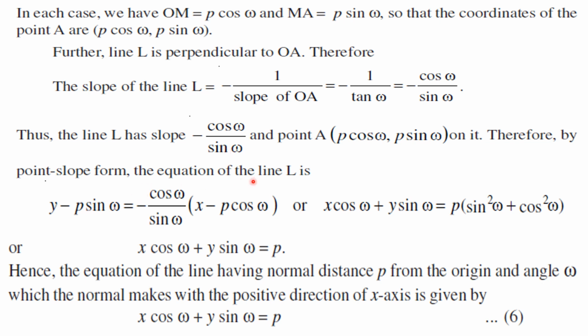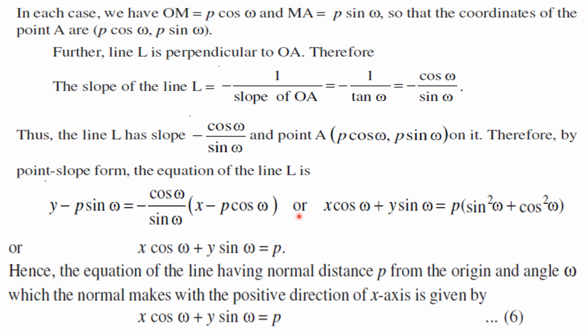Yes. Therefore, the equation of the line L is y minus y1. Consider this is m, the slope of the line. This is x1 and this is y1. So y minus y1 is equal to m into x minus x1. Understood this equation, my children?